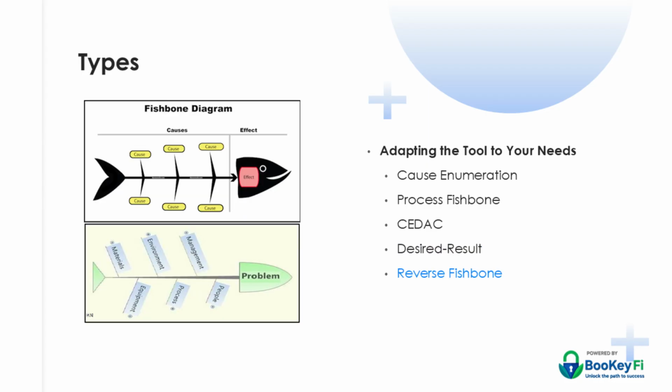Reverse fishbone. This is used for risk management. You take a solution you've already chosen and brainstorm all the ways it might fail. By finding these weaknesses early, you can fix them before they cause a real-world disaster.